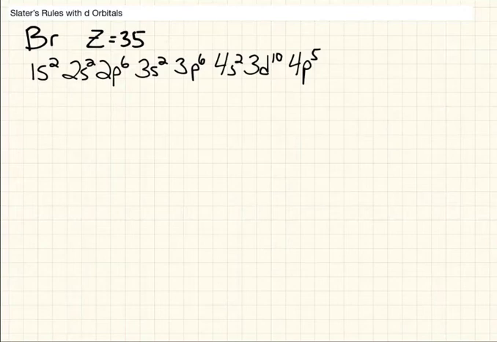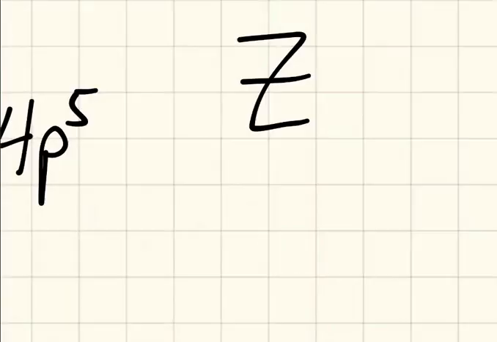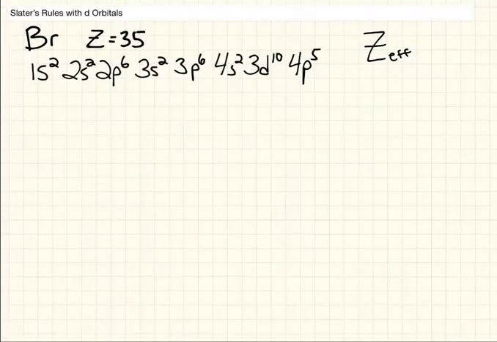So here's how I would approach a problem in terms of Slater's rules with d orbitals. Let's do a couple of different cases. Let's first imagine that we are interested in calculating the effective nuclear charge, Zeff. And suppose we are interested in calculating that effective nuclear charge for two different cases. One, let's think about one of the electrons in our outermost orbital, right?